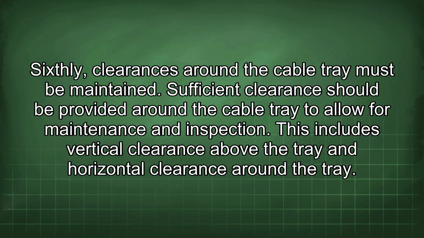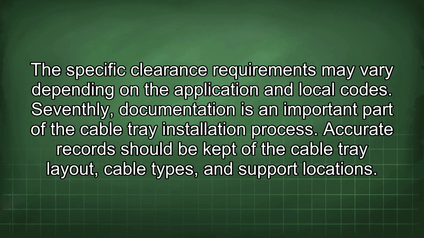Sixthly, clearances around the cable tray must be maintained. Sufficient clearance should be provided around the cable tray to allow for maintenance and inspection. This includes vertical clearance above the tray and horizontal clearance around the tray. The specific clearance requirements may vary depending on the application and local codes.